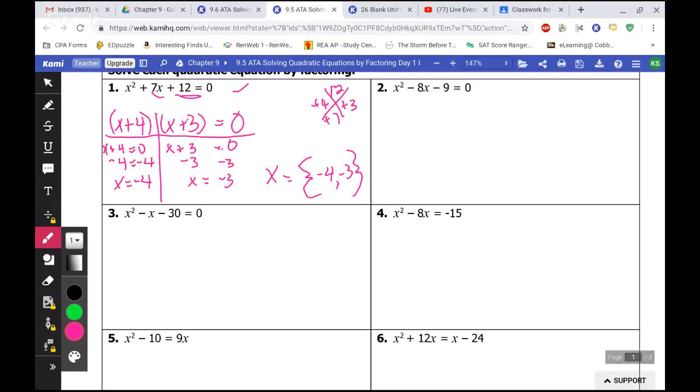So number 3, I'm looking for two factors that multiply to give me a -30, that when I combine them, give me a -1. So that's going to be a -6 and a +5, because I know the bigger of the two factors has to be negative.